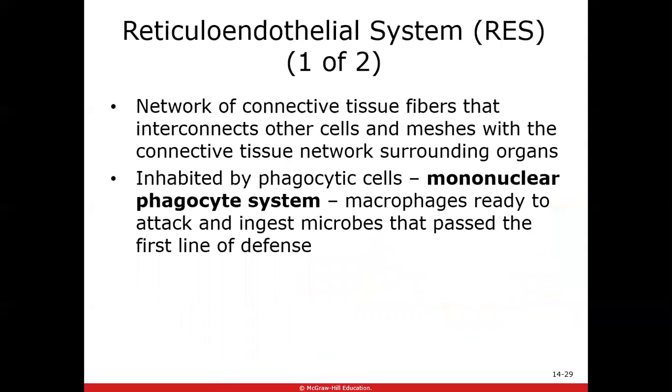So the reticular endothelial system is a network of connective tissue fibers that interconnects other cells and meshes with the connective tissue network surrounding organs. This area is inhabited by phagocytic cells, which are cells that can engulf foreign things or inoperable tissue cells. And macrophages are ready to attack and ingest microbes that pass the first line of defense.